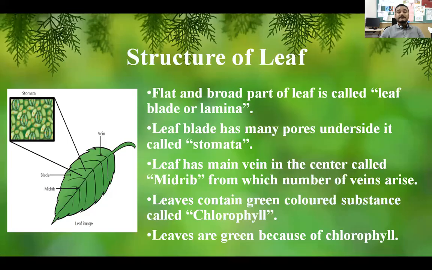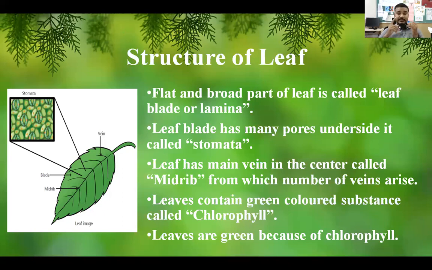Then we had seen the structure of a plant leaf. You can see in that figure, the broad and flat part of the leaf is called leaf blade or lamina. Below that leaf, small holes, small pores are there. Those are called stomata. From the center of the leaf, one main vein is going. That vein is called midrib. And from that midrib, smaller veins are rising.